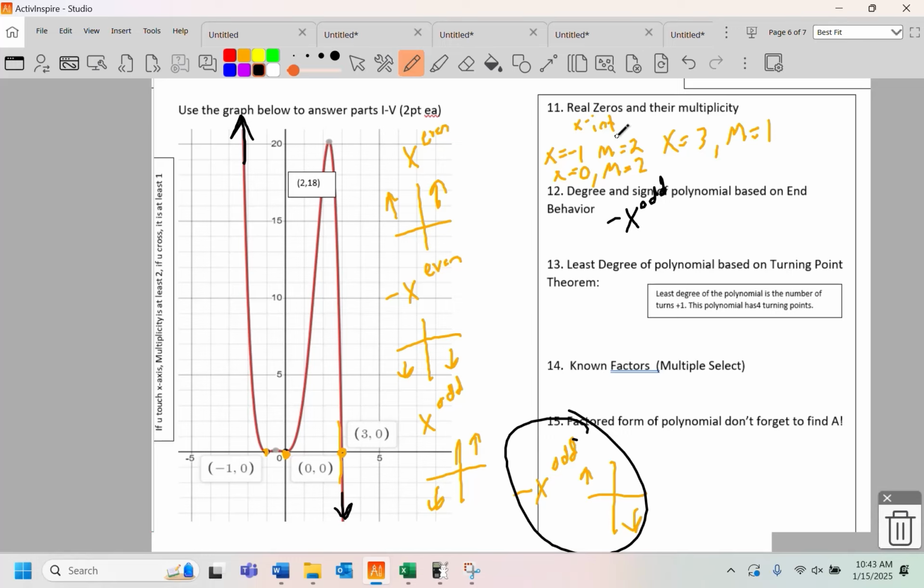By the way, there's things that can reinforce this. 2 plus 2 plus 1, 5, which is odd. Okay?